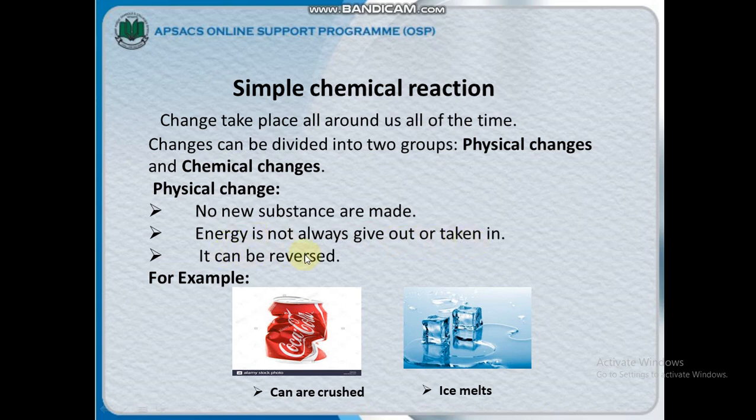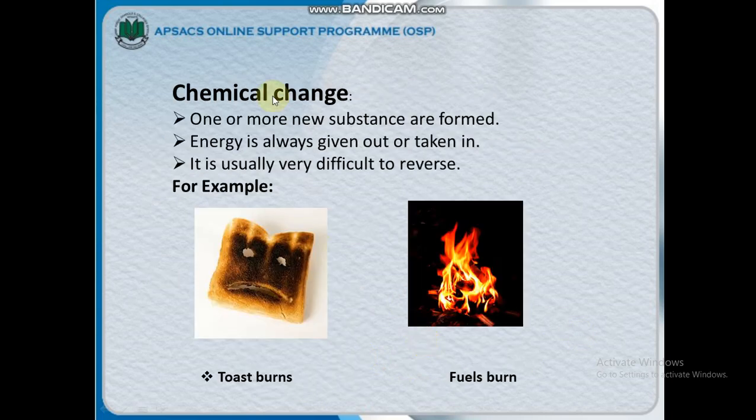It can be reversed. For example, a can is crushed. When a metal can is crushed, the can is still a can. It is still made of the same molecules. Only the shape of the can has changed. Another example is ice melting. When the ice melts, energy is added to change the state of the water from a solid to a liquid. However, the water molecules have not changed. These are physical changes.